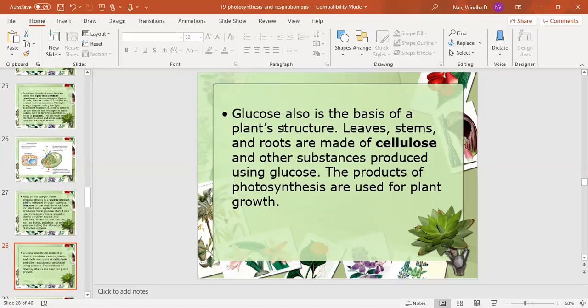So glucose also is the basis of the plant structure. Leaves, stems, roots are made up of cellulose and other substances produced by the glucose. The products of photosynthesis are used for plants to grow. So now, glucose is nothing but sugar. Whenever the plants create food, they are actually storing all their energy in the form of glucose. Sugar is produced once they take in carbon dioxide, water, nutrients, and then the sun's energy comes and starts activating, and this energy is used to break down the materials to create the end product called glucose.